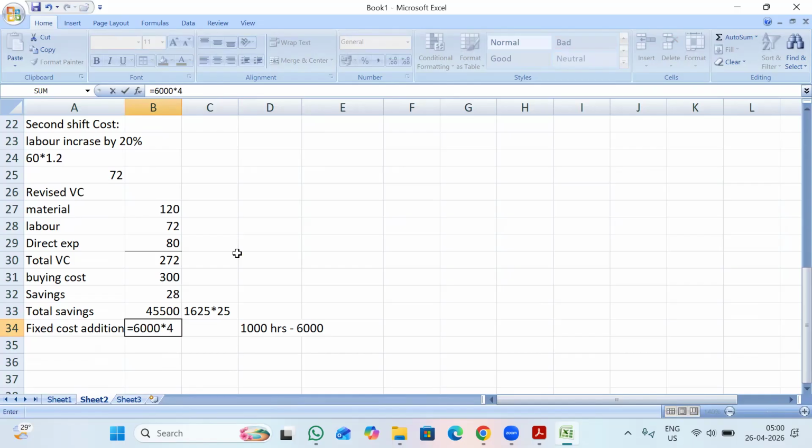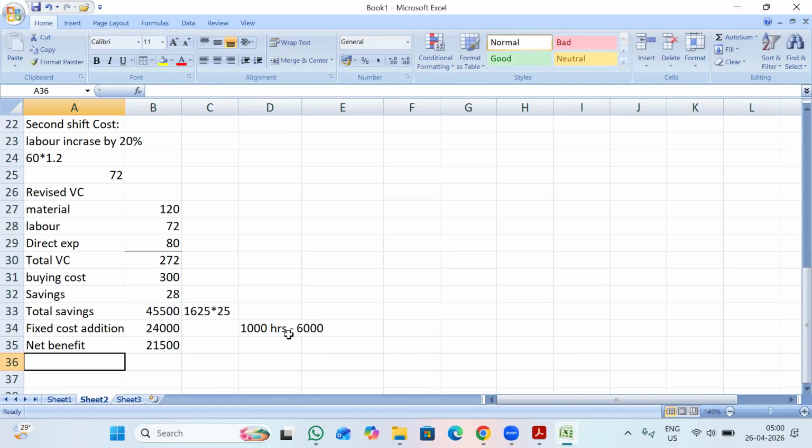Usually we make mistakes here. We convert this cost directly to 3,250. So that is the mistake we make here. The crux is part thereof. Even if you go 1 hour beyond 1,000 hours, I need to spend the 6,000. So my savings here is 21,500, which will be my net benefit. This seems to be okay, fine.